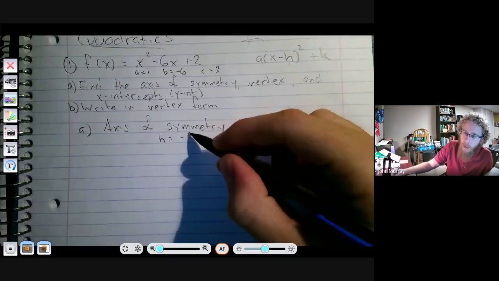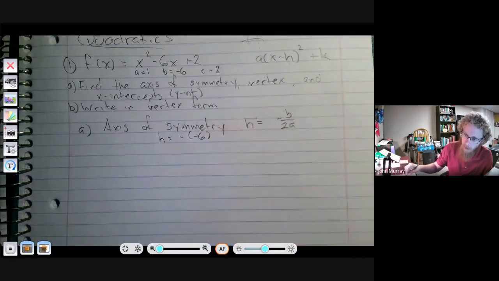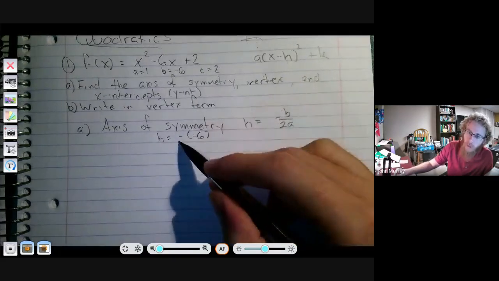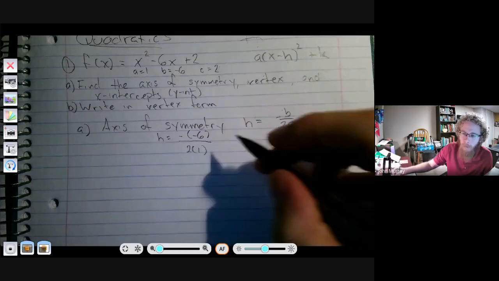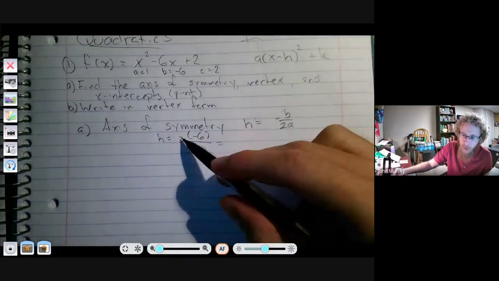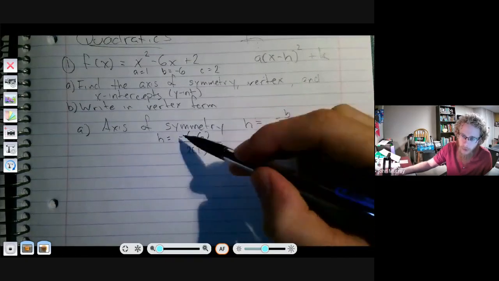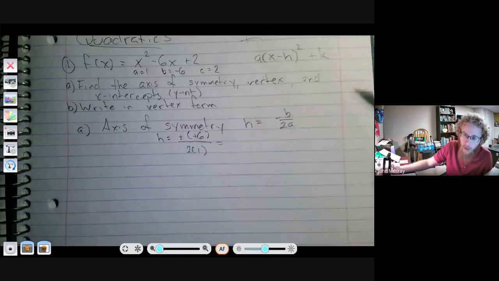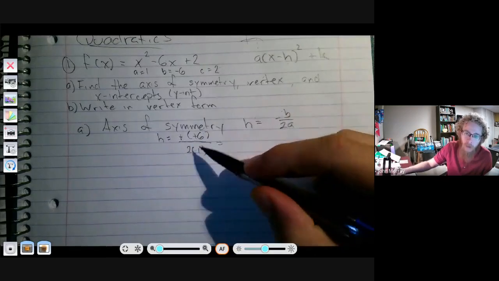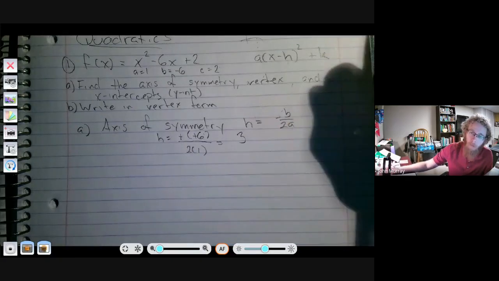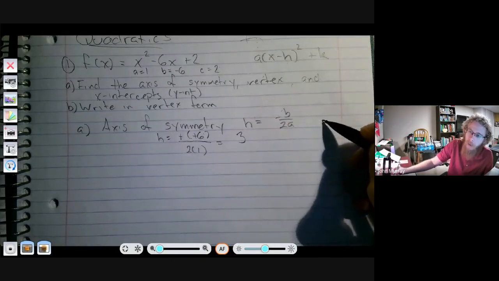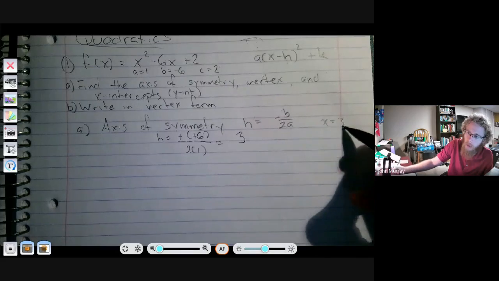So that's going to be negative negative 6. Okay, so again, be careful there. Over 2 times a, and a is just 1. So simplifying this, when we have two negatives, they turn to positive. So we have 6 over 2, which is 3. So we have our axis of symmetry is the line x equals 3.